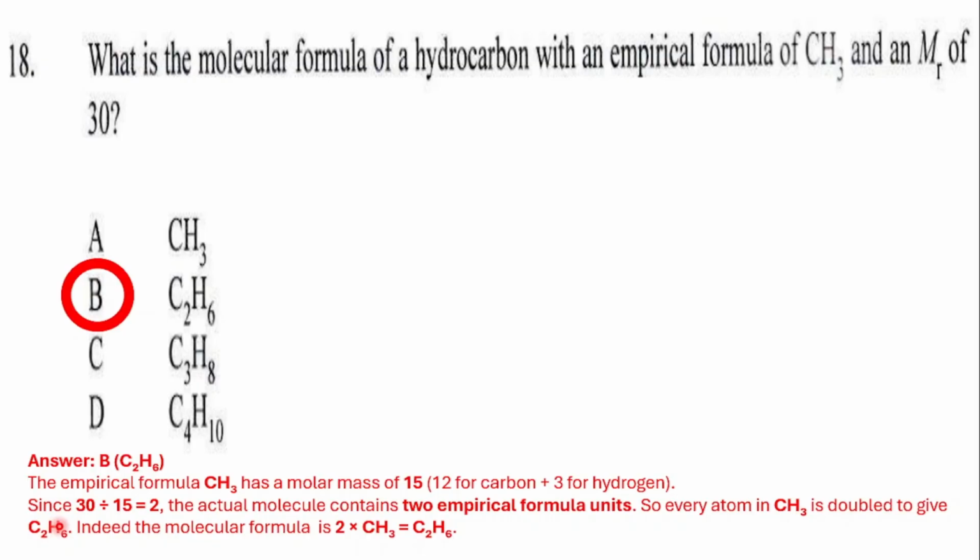And how do we get C2H6? Well, we know that we have 2 here, so that means we're going to double it. 2 times C gives us C2, and then 2 times H3, well, 2 times 3 is 6. So it's going to be C2H6. That's our correct answer, C2H6.